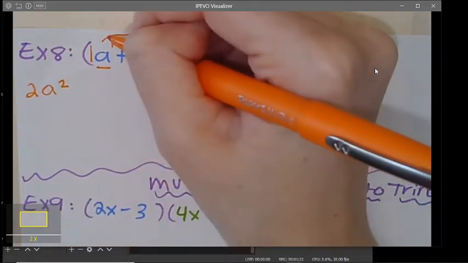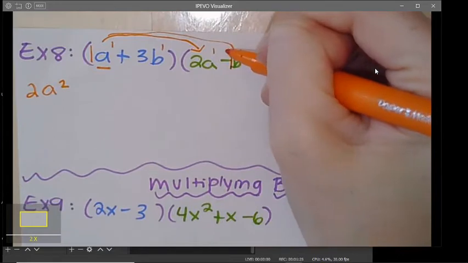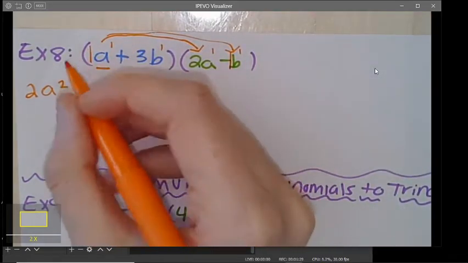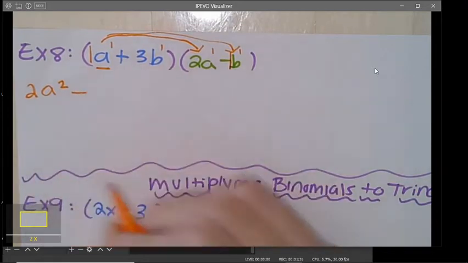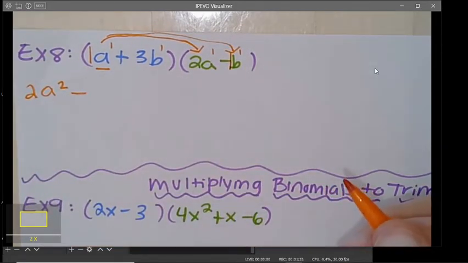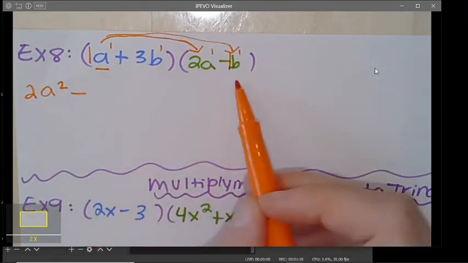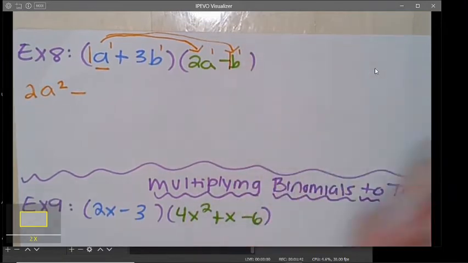Okay. Then I'm going to multiply A to negative B. So 1 times negative 1 gives me a negative 1. So you guys can either write negative 1 or just leave it as a negative. It's kind of up to you. Okay? And then A times B, well, those are not like terms. I can't really multiply them together.